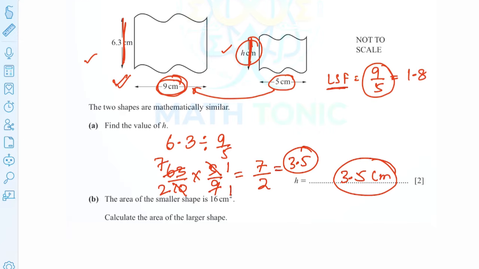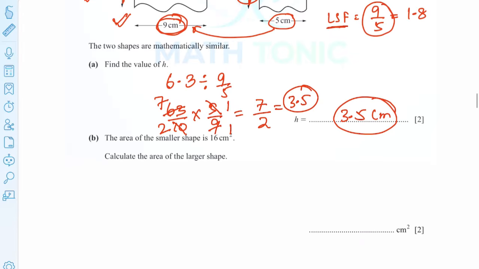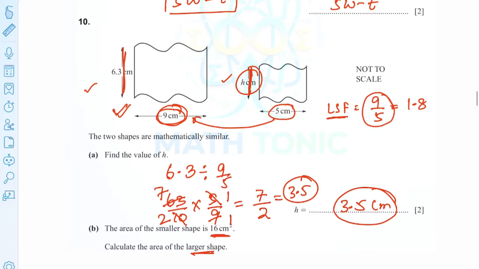Next question: given that the area of the smaller shape is 16 centimeters squared, calculate the area of the larger shape. Try to understand this question. This total area, this one, is given as 16 centimeters squared, and I need to find the area of this bigger square, right?